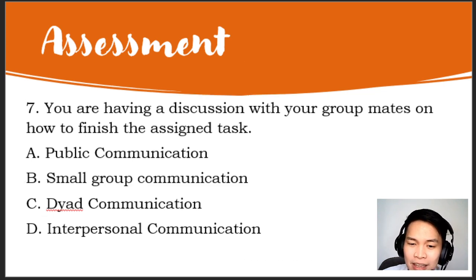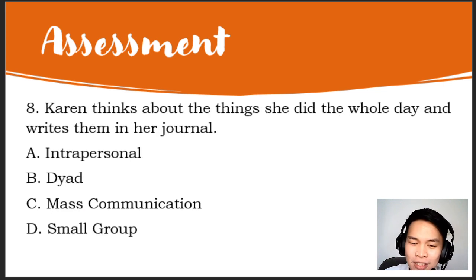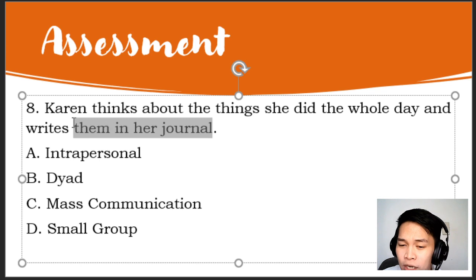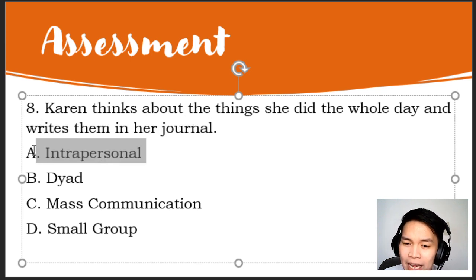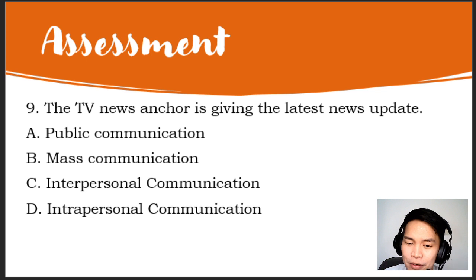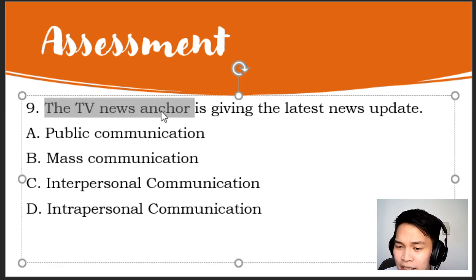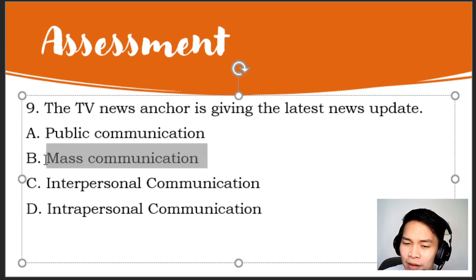I will not be reading the choices because the video is more than 20 minutes already. Karen thinks about the things she did the whole day and writes them in her journal. So Karen is writing alone with her journal. That is intrapersonal. Number 9, the TV news anchor is giving the latest news update. Of course, we have the word TV. That's mass communication.